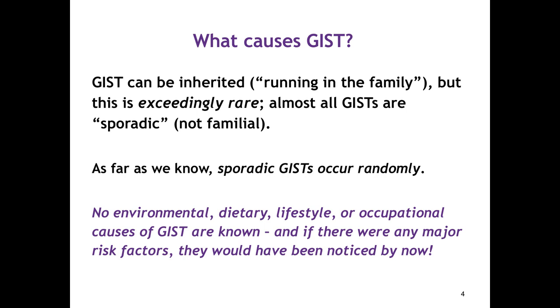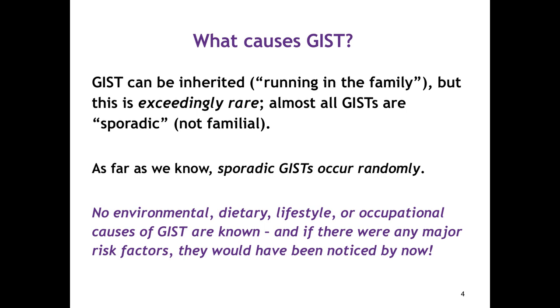GIST can be an inherited disease due to mutations that are passed in the family from one generation to another. This is very rare. There are some cases in the U.S. that have been identified, but we're talking about really just a very small number of families that are known to have inherited GIST worldwide. It's exceedingly rare. GIST is rare, but it's not exceedingly rare.